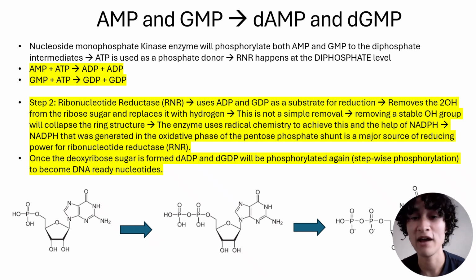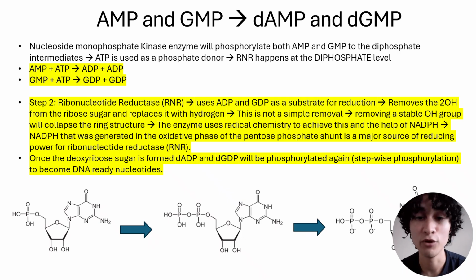Now, just a little bit of background on this enzyme and the mechanisms behind the conversion between ribose and deoxyribose sugar. As you know, our ribose sugar has that additional hydroxyl group. A deoxyribose sugar just has that hydrogen. It doesn't have that additional oxygen.